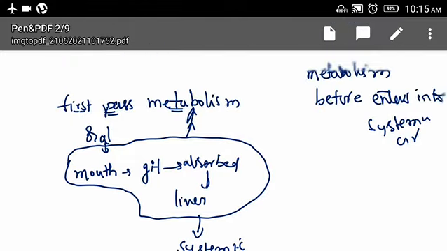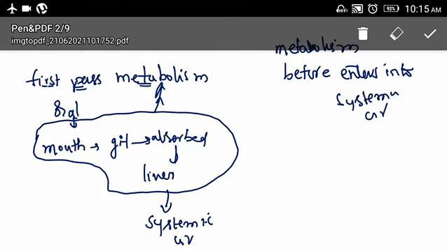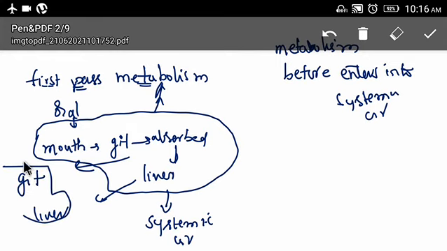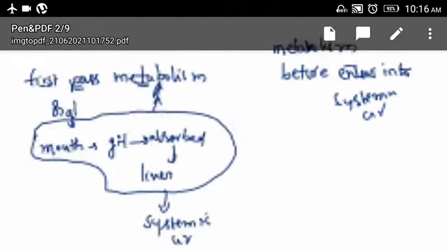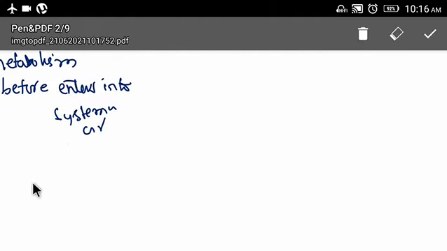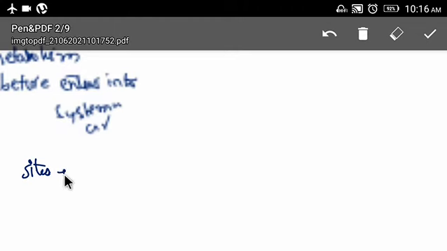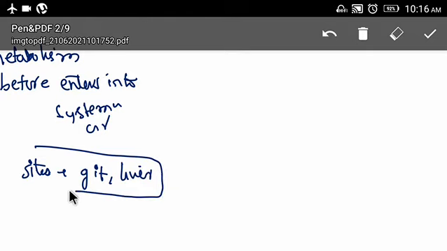So where does that metabolism take place? It takes place in the liver or in the GIT. So in these two sites first pass metabolism takes place. Let's write it. Mostly the sites are GIT and liver. These are the most common sites.